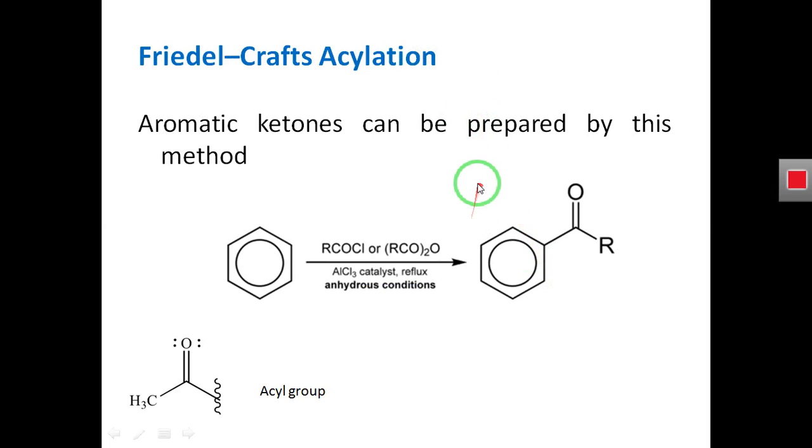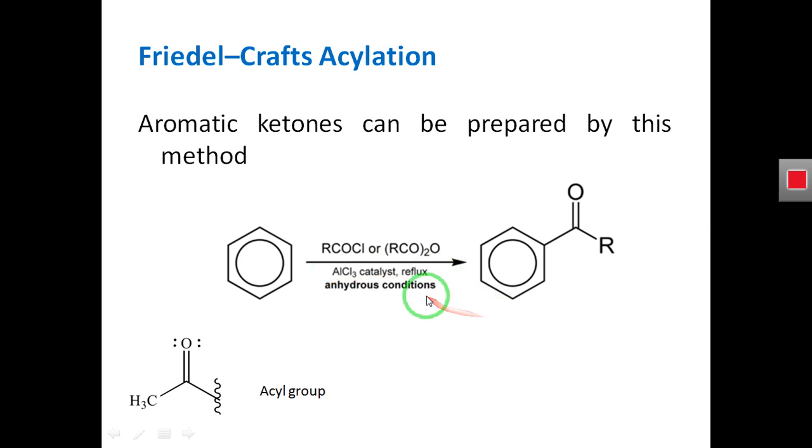The third method of preparation of ketones is Friedel-Crafts acylation. What is acylation? Acylation is a reaction in which we add an acyl group to a reactant. So this is the acyl group. Here I made a picture for you. When we add this acyl group to an aromatic compound, we get an aromatic ketone.